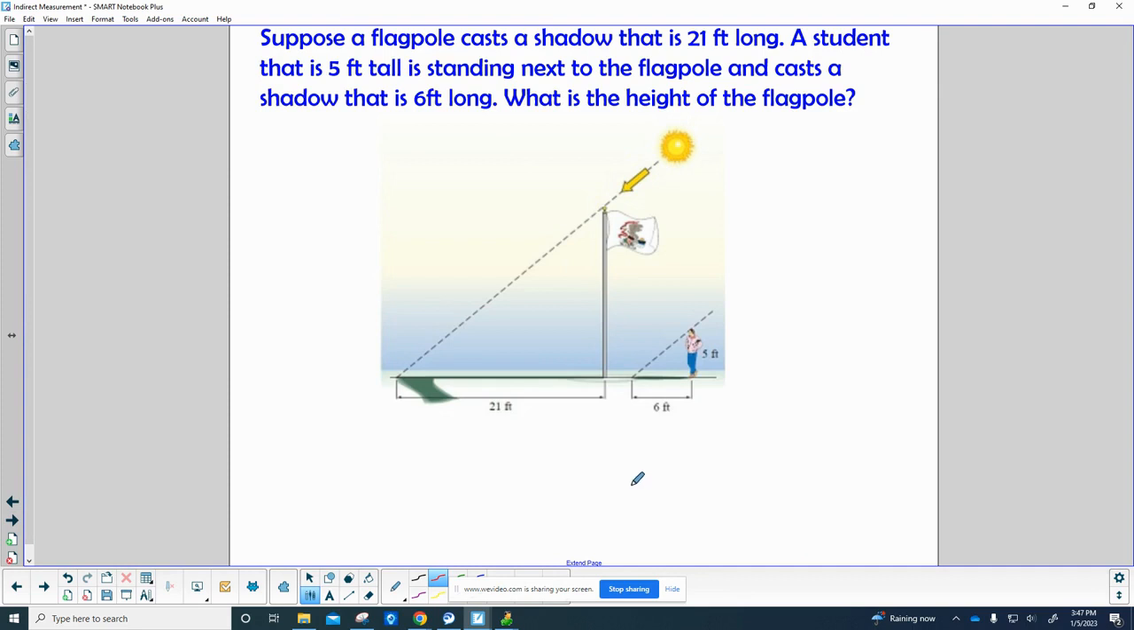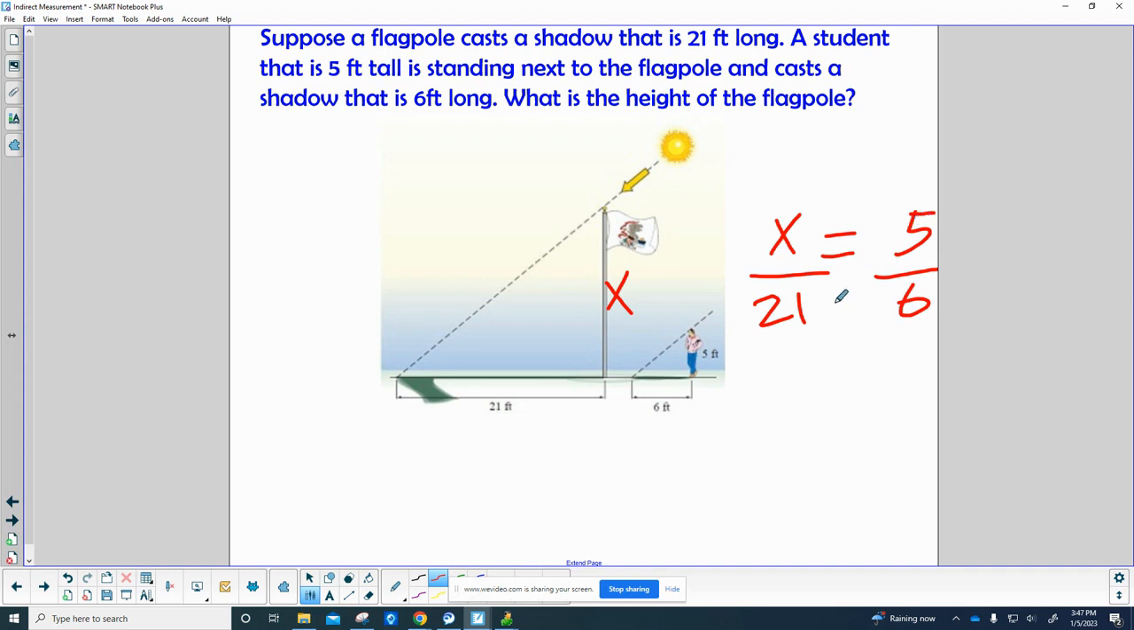Okay, let's move on to another one that's not written quite so difficult, I guess. So suppose a flagpole casts a shadow that is 21 feet long. A student that is 5 feet tall is standing next to the flagpole and casts a shadow that is 6 feet long. What is the height of the flagpole? Okay, so we're going to call the flagpole x. And x corresponds to 5. So x, and our ratio on the left side, 5 for the man, and then the shadow of the flagpole and the shadow of the man.